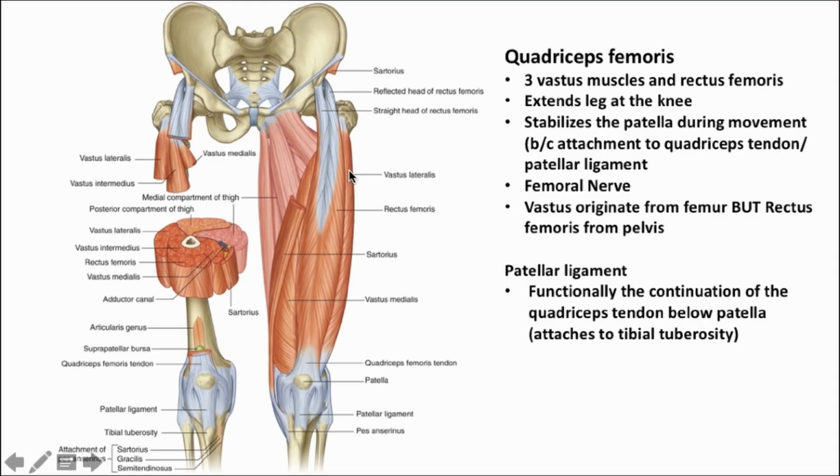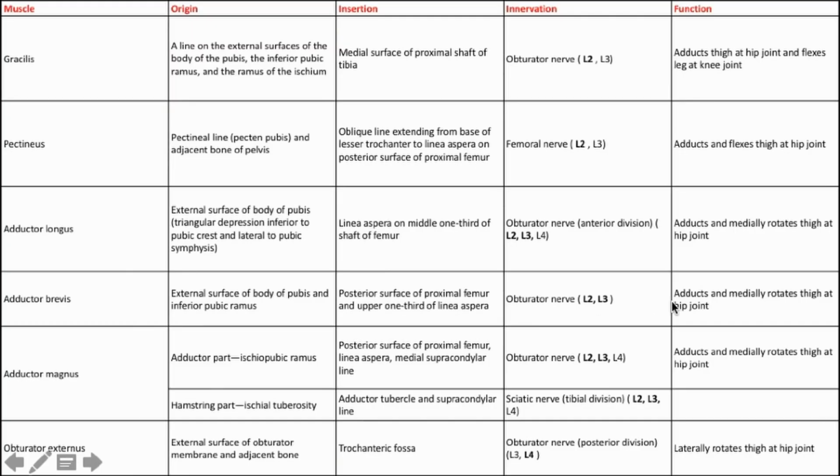These muscles also act in stabilizing the patella during movement, because that's where the quadriceps tendons attach, right? They are innervated by the femoral nerve. And the vastus muscles originate from the femur, but the rectus muscle from the pelvis, like we said. The patellar ligament is basically the continuation of the quadriceps tendon above the patella, and below the patella, it's the patellar ligament. And this is what attaches to the tibial tuberosity.